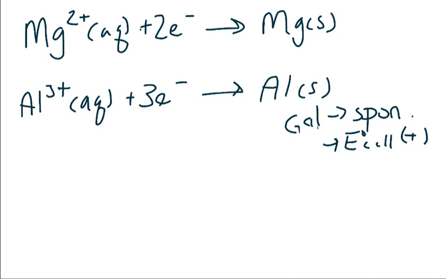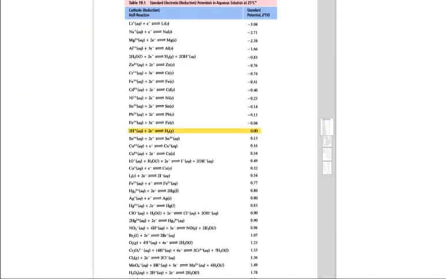We have two half reactions, but both of them are being reduced. Now that's impossible. An oxidation-reduction reaction is where an electron is being lost by one species and gained by the other. So one will always be oxidized and one will always be reduced. The question here is which one is oxidized and which one is reduced. In order to find that, we go back to our handy-dandy reference sheet, and only this time we're looking for these other reactions. So we have the reduction of magnesium, that was one of them, and the reduction of aluminum. So these two values are what we're going to use.